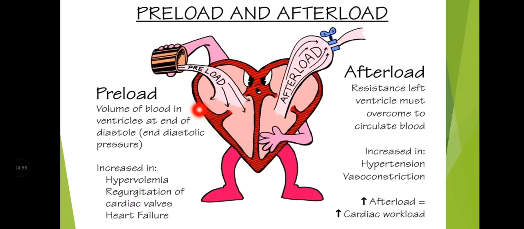As long as the ventricles are competent enough, following the Frank-Starling law, the force of contraction is going to increase as they stretch. With an increase in force of contraction, more blood will be ejected out, and with more blood ejected out, the cardiac output increases. That is the preload.